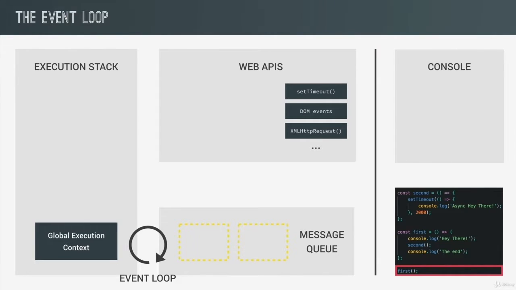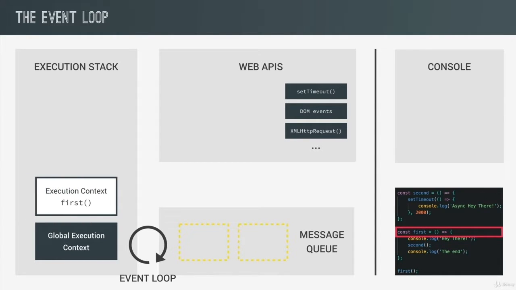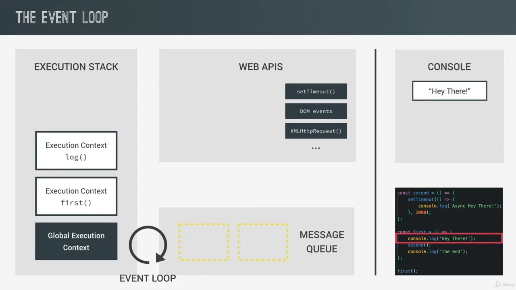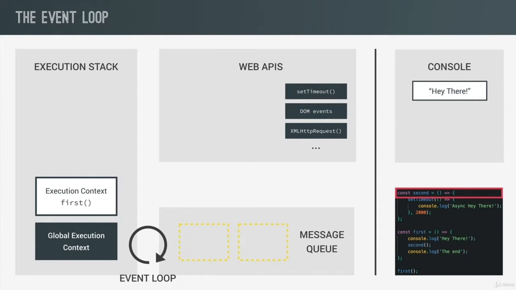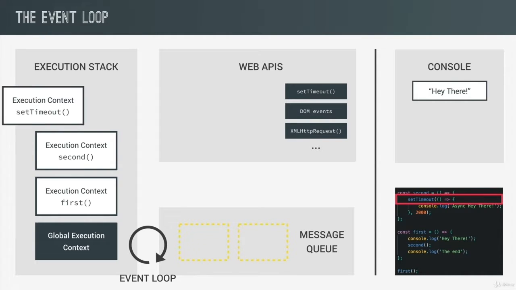So let's now take a look at how the code from the last lecture is executed inside our JavaScript engine line by line. So it starts by calling the first function, and so as we already know, an execution context for that function is put on top of the execution stack, which can also be called the call stack. In the next line of code, the console.log function is called, and so a new execution context is created and the text is logged to the console. Then the function returns and the execution context pops off the stack. Moving on to the second function, a new execution context is created, and in the next line, the setTimeout function is called, which causes yet another execution context to be created.